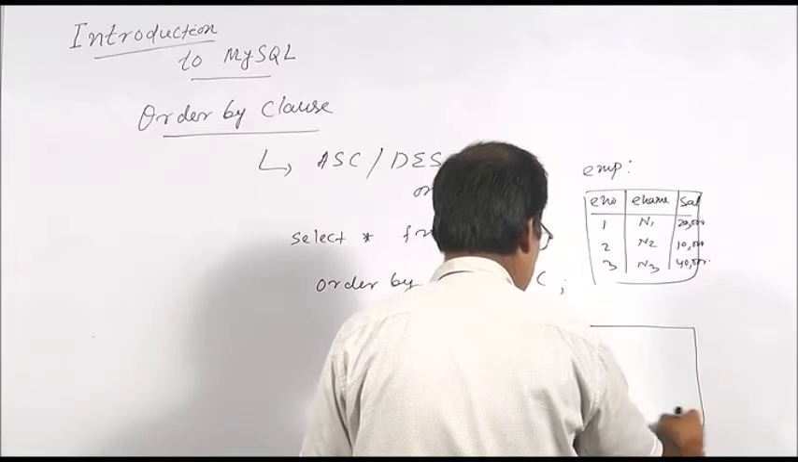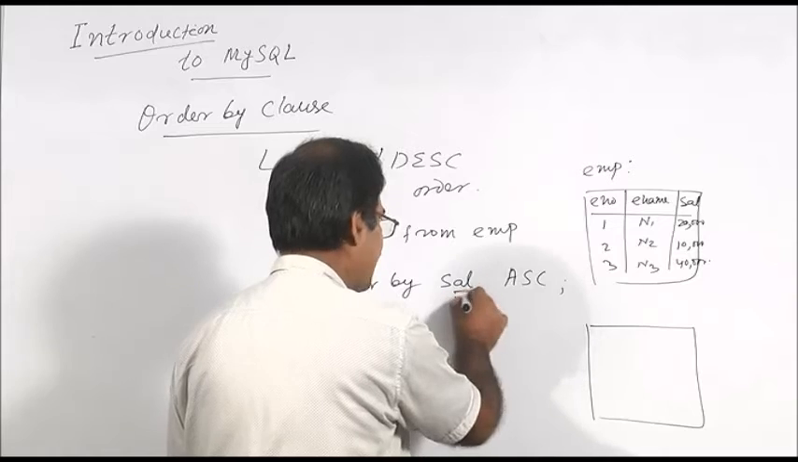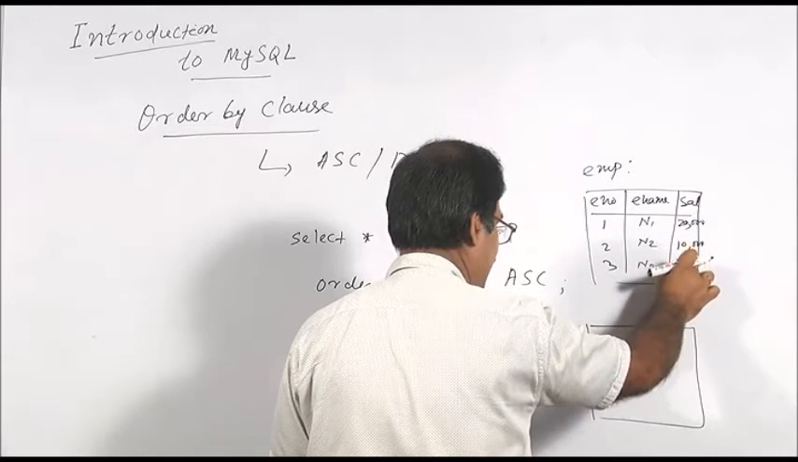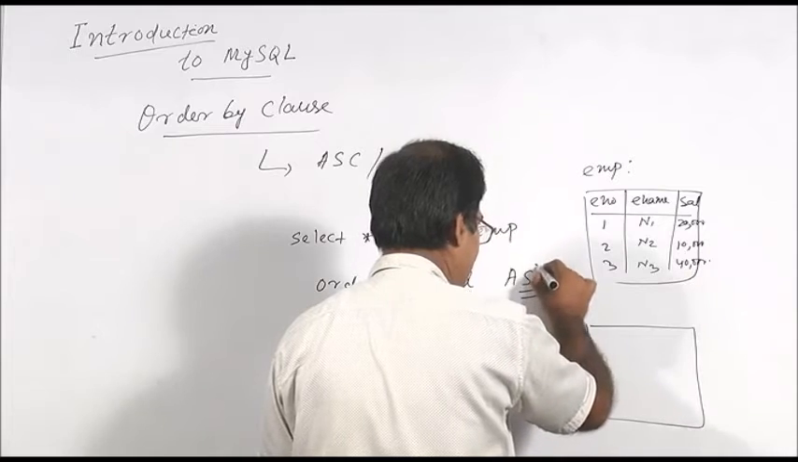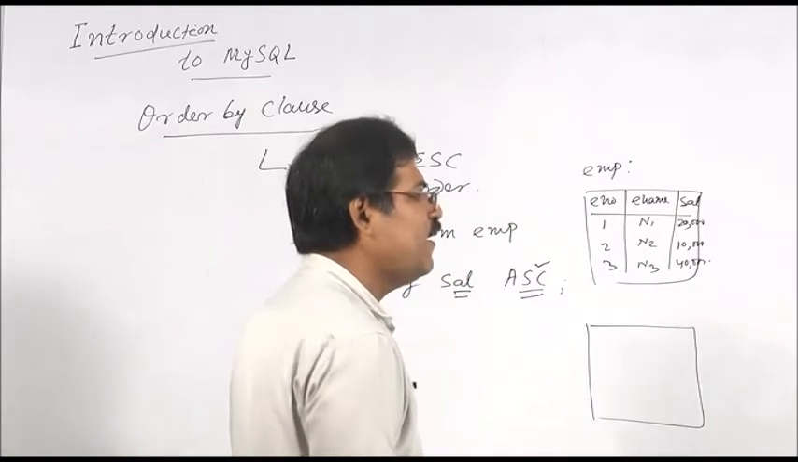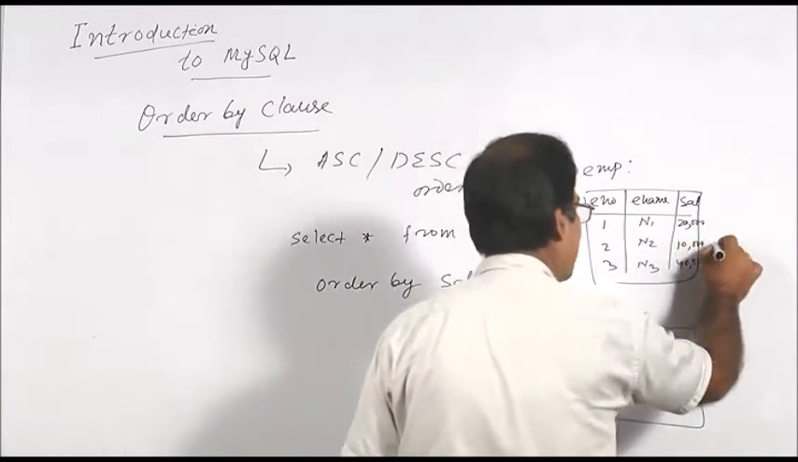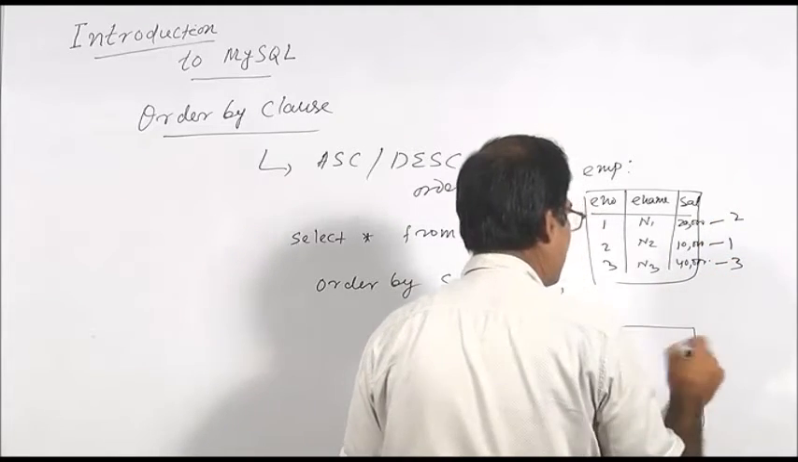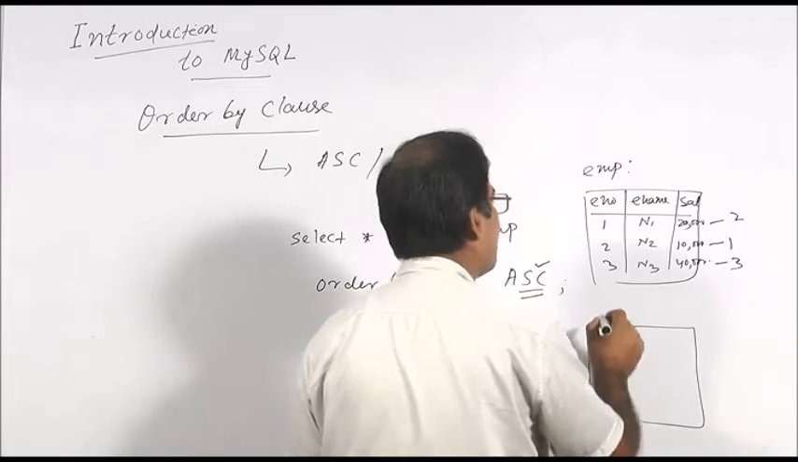According to the salary field, what is your salary field? 20,000, 10,000, 40,000. The records are arranged in ascending order. Ascending order means minimum first. So this record is first, then this is the second, and this will be third. According to that order, the table will be displayed.